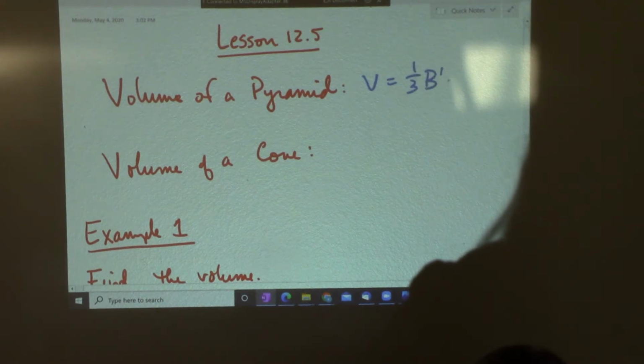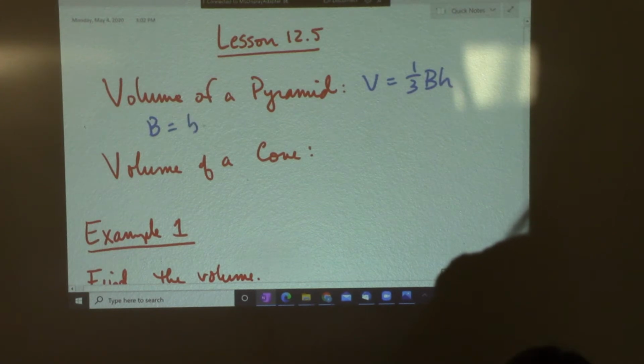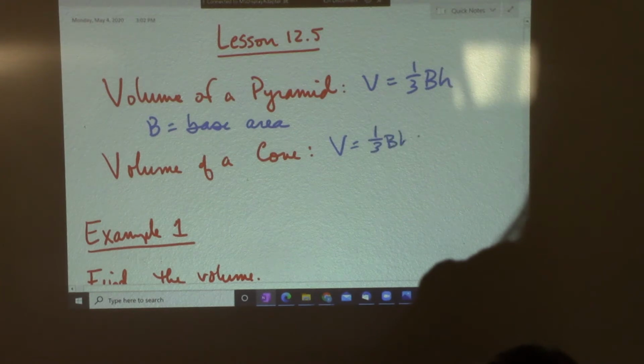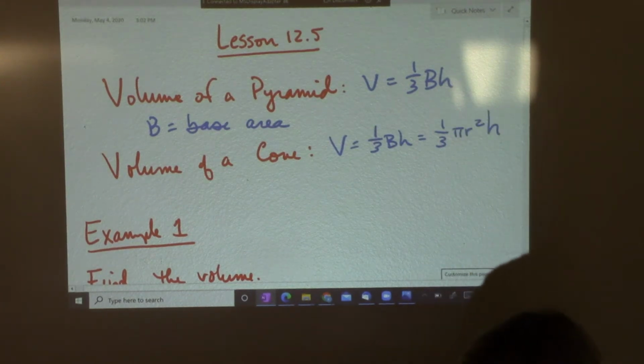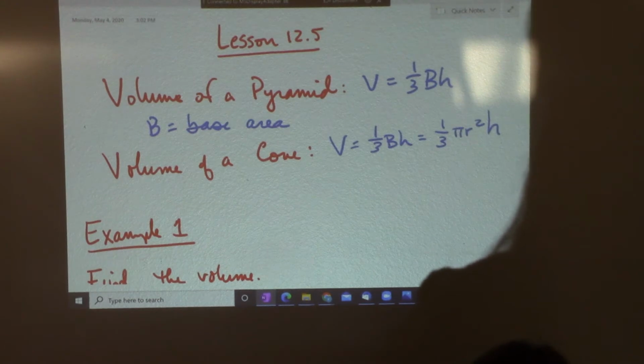Okay, so as you saw through our hands-on activity, the volume of a pyramid is V equals 1/3 area of the base times the height. And we've talked about this before, but the big B stands for base area. And the volume of a cone is the same, except they point out that the base area is the area formula, pi r squared, of a circle. That's what makes a cone, a circle on the bottom. Okay, so we're going to do some examples now.